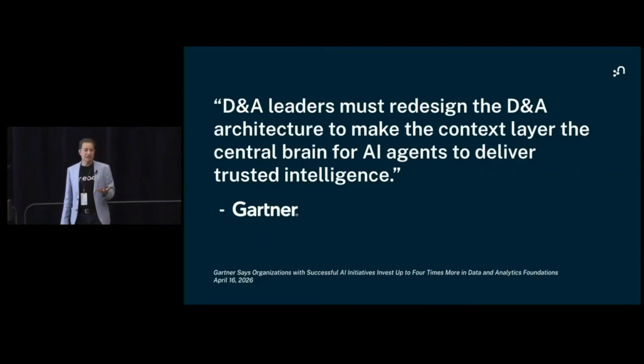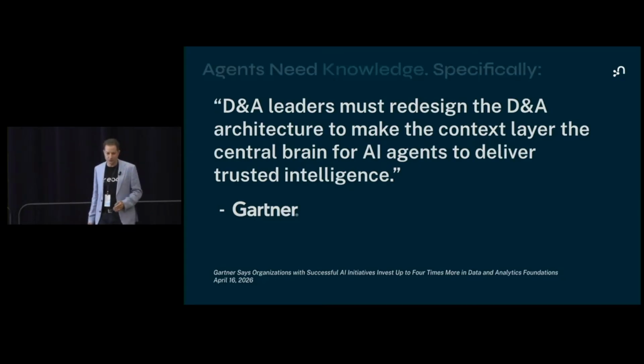Now, many companies have been doing this to the point where Gartner has gone out and said, look, this is a clear trend, and their recommendation to data and analytics leaders is they must redesign the data and analytics architecture to make the context layer the central brain for AI agents to deliver trusted intelligence. That's exactly what we're talking about here.